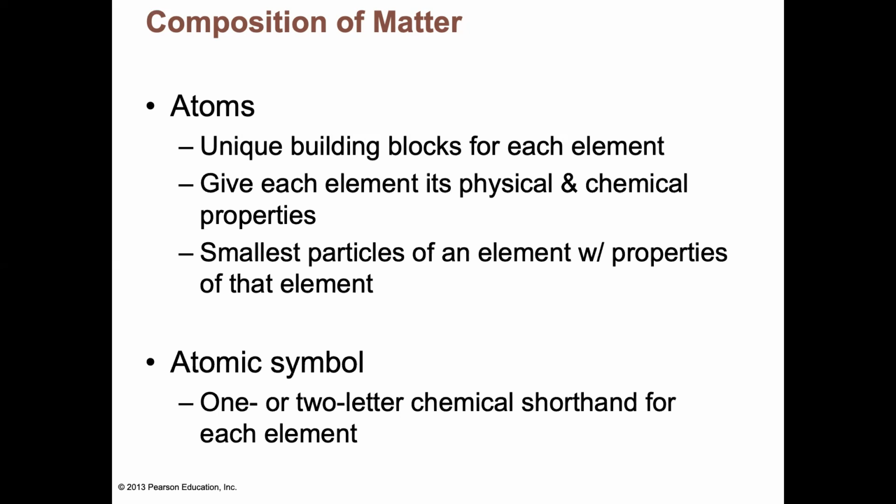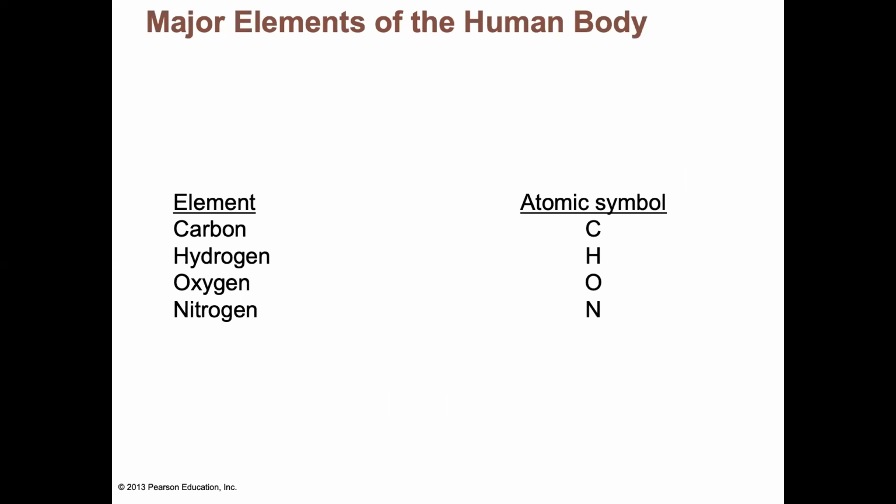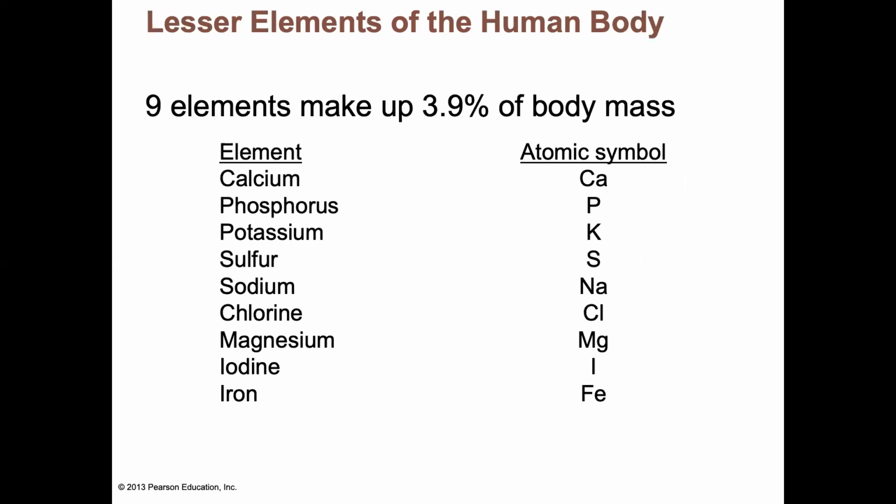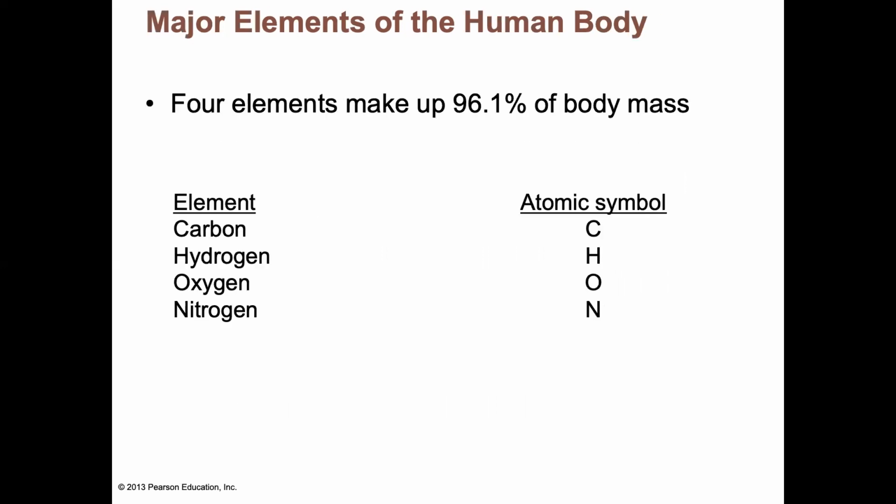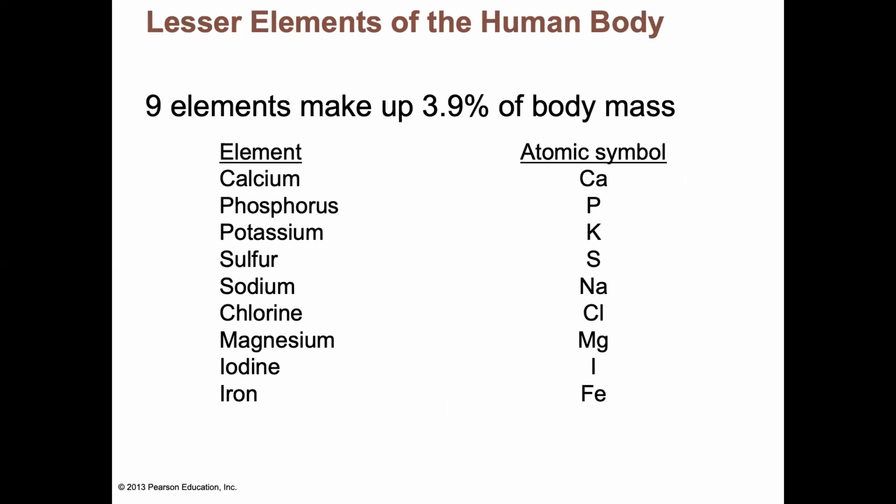An atomic symbol is just chemical shorthand for an element, okay? You can see some symbols here, C for carbon, H for hydrogen, and so on, okay? These make up most of our body mass, right? And then there's some other elements that make up about 4% of our body mass, but they're still very important because without them, we wouldn't be able to function.